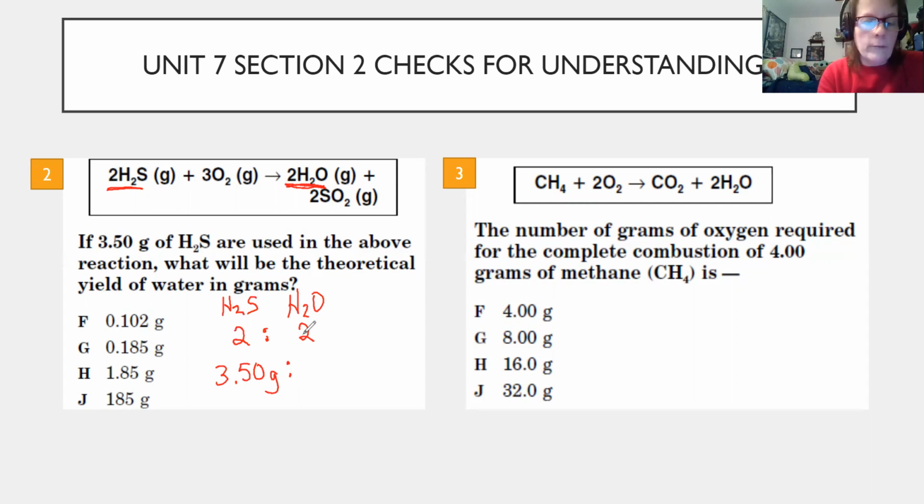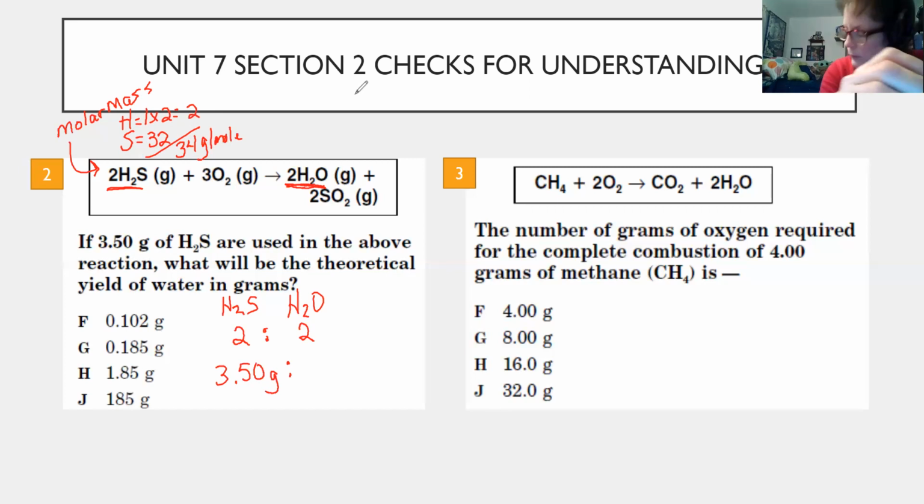All right, so let's convert. We've got to get the molar mass for this. So we have hydrogen, atomic mass is 1, there's 2 of them, that's 2, and then sulfur is 32 atomic mass. So 32 plus 2, so we know that this one is 34 grams per mole.